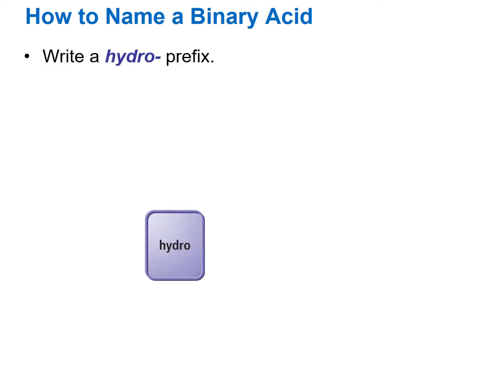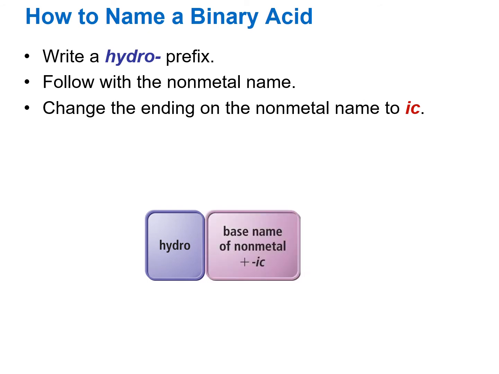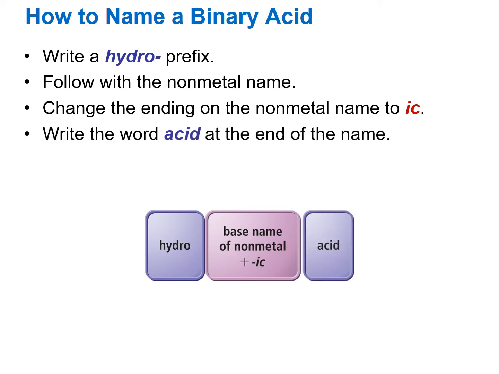The first step is to write the hydro prefix. Got to give a nod to that hydrogen sitting at the beginning there. And then the next thing you do is you're going to write the nonmetal name, except you're going to change it just a little bit. You're going to give it an ic ending. And then the last thing you do is you write the word acid to let the world know, yeah, I know I got an acid. I know it. So let's take a look.